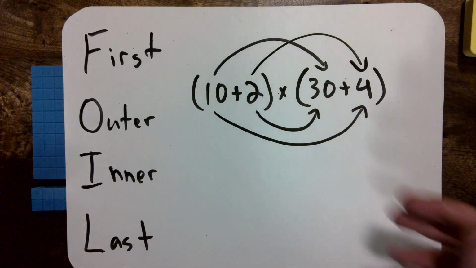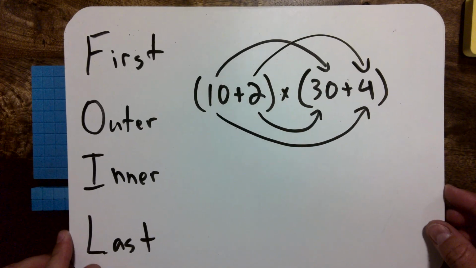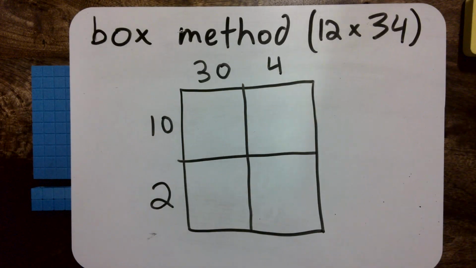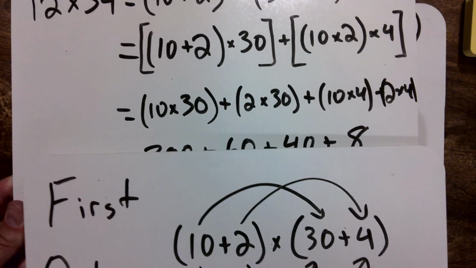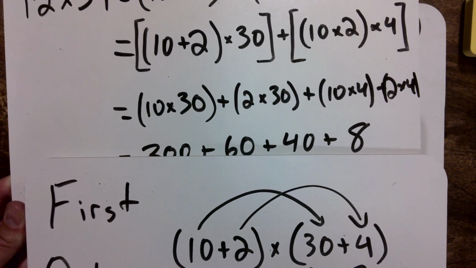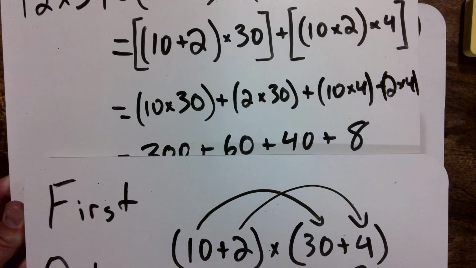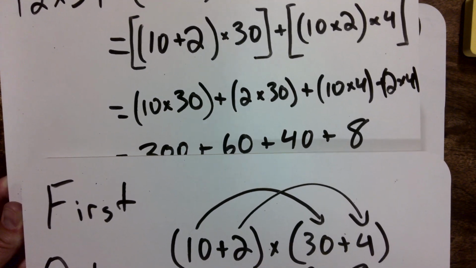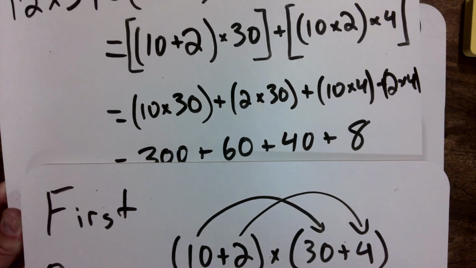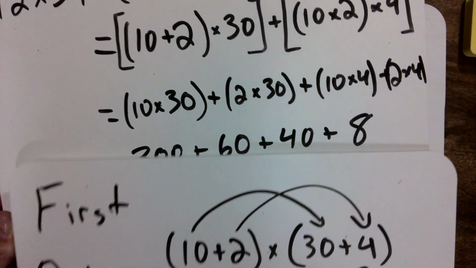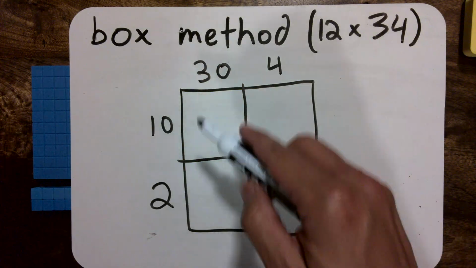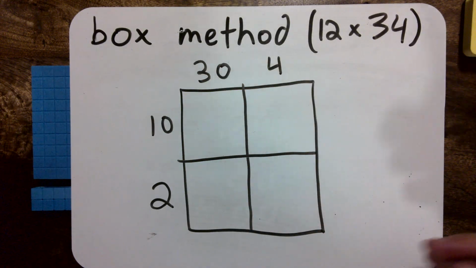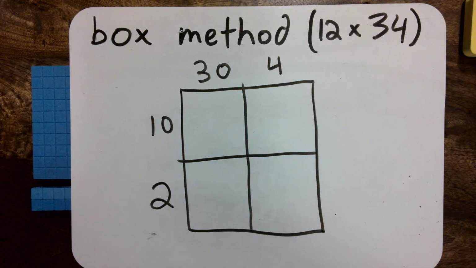Okay. So this aligns exactly with the abstract one that we just showed, right? Because we did eventually get the 10 times 30, which is the first. We got the 2 times 30, which is the inner. We got the 10 times 4, which is the outer, and then the 2 times 4, which is the last. So we did it in a slightly different order. What I want to show is this box method and how that relates to both the area model and that FOIL model that some might be more familiar with.